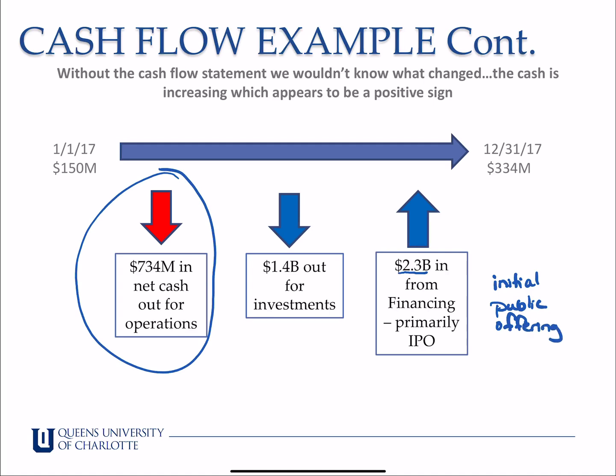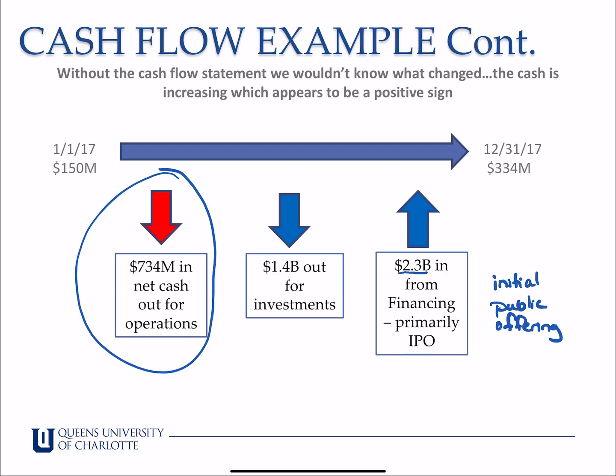So we got shares of Snap, and we gave them cash. So they got $2.3 billion cash in. They spent $734 million to fund their operations, and then they invested the rest. That's why you see this $1.4 billion out for investment.